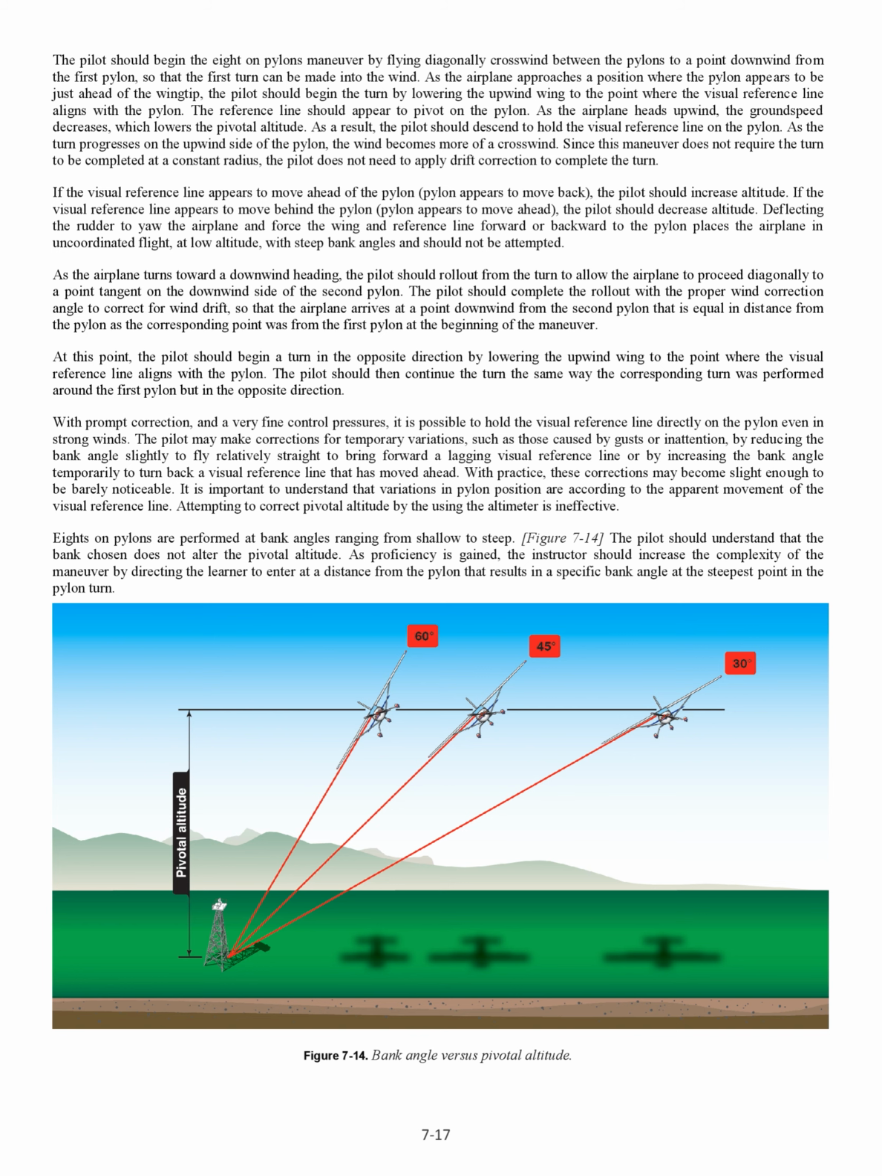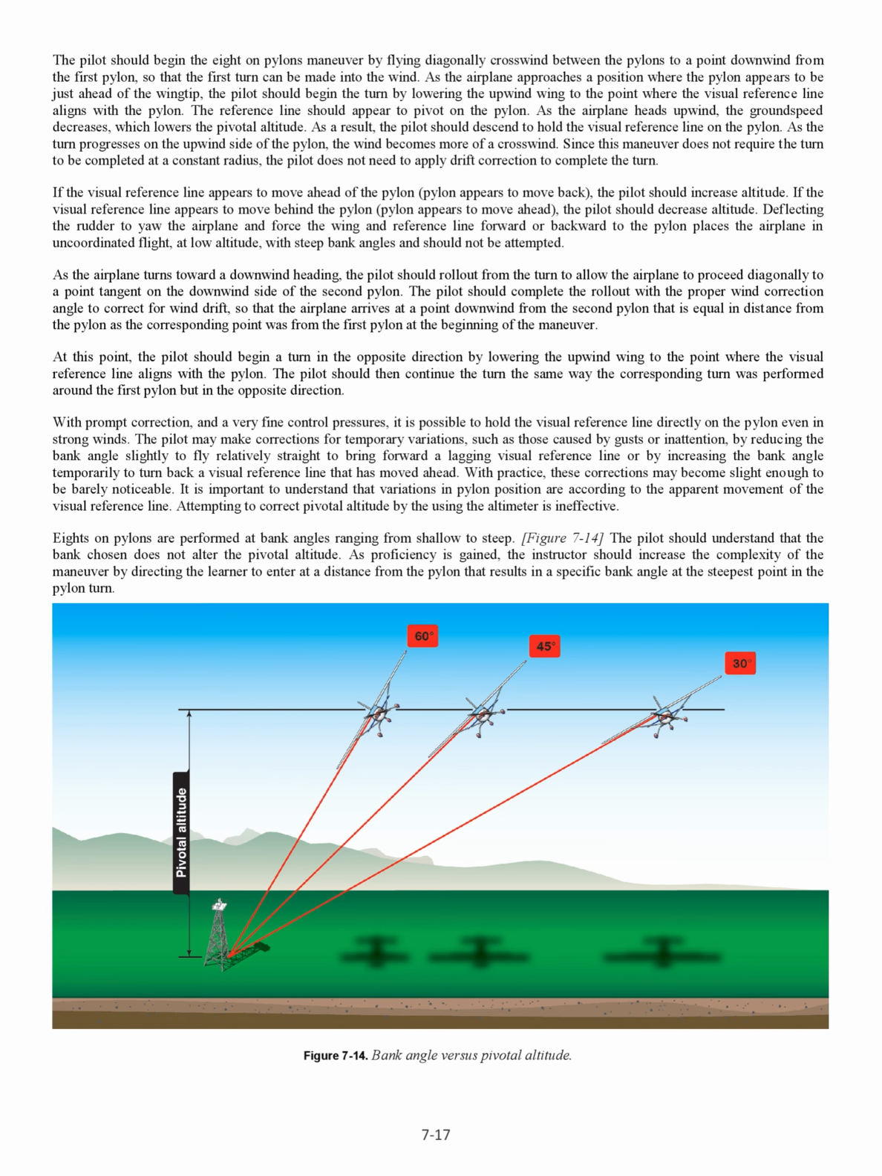If the visual reference line appears to move ahead of the pylon, or the pylon appears to move back, the pilot should increase altitude. If the visual reference line appears to move behind the pylon, or the pylon appears to move ahead, the pilot should decrease altitude. Deflecting the rudder to yaw the airplane and force the wing and reference line forward or backward to the pylon places the airplane in uncoordinated flight, at low altitude, with steep bank angles, and should not be attempted.